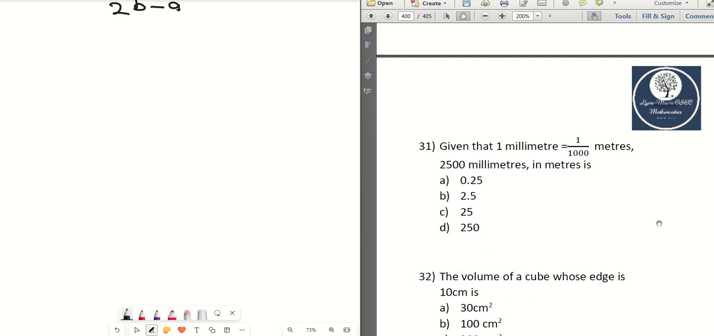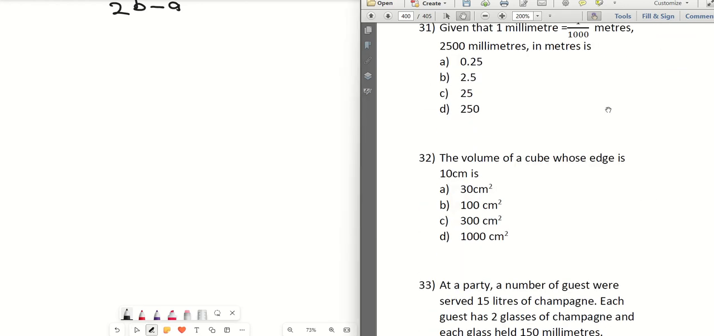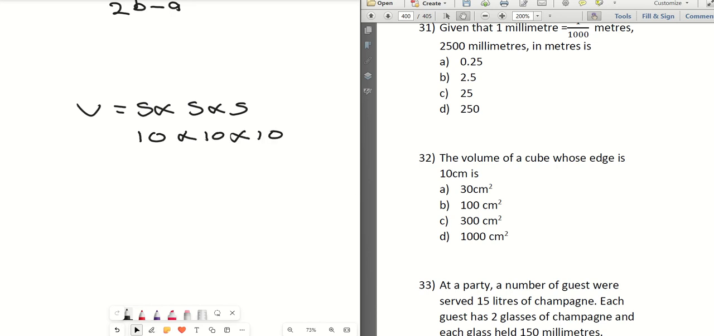All right, let's look at 32. The volume of a cube whose edge is 10 centimeters. We know volume is side times side times side, and they told you the edge is 10, so that's 10 times 10 times 10, which is 1,000. So the answer for 32 is B.